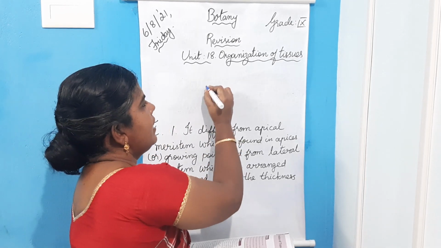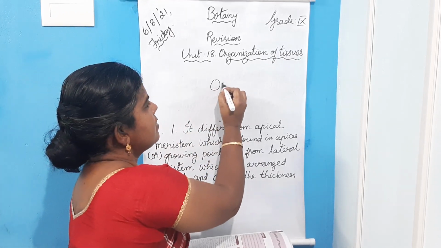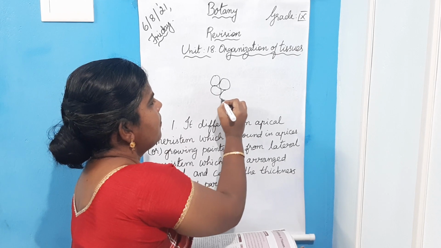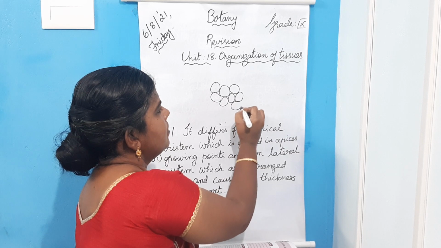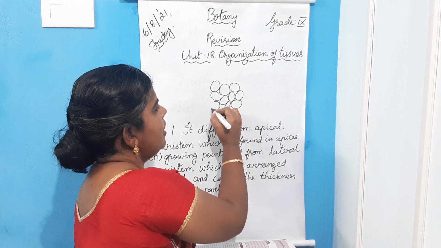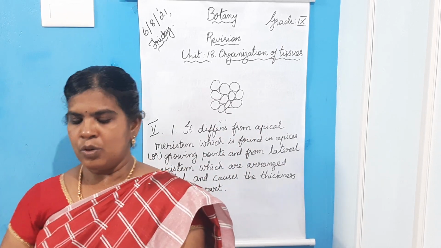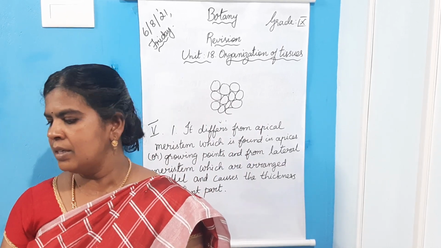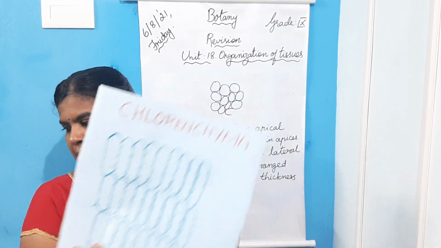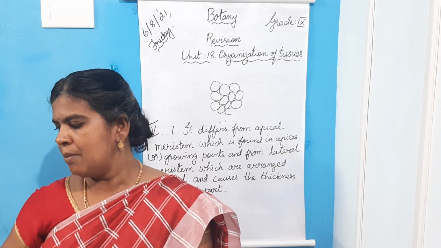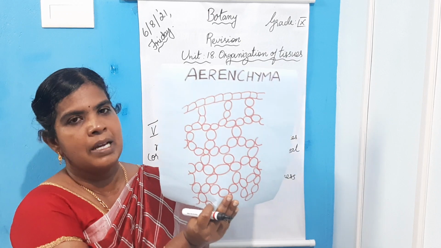So you have to draw the diagram for parenchyma. You are drawing the diagram like this. Parenchyma. Then for chlorenchyma, you are drawing the diagram like this. Then for aerenchyma, you are drawing the diagram like this.